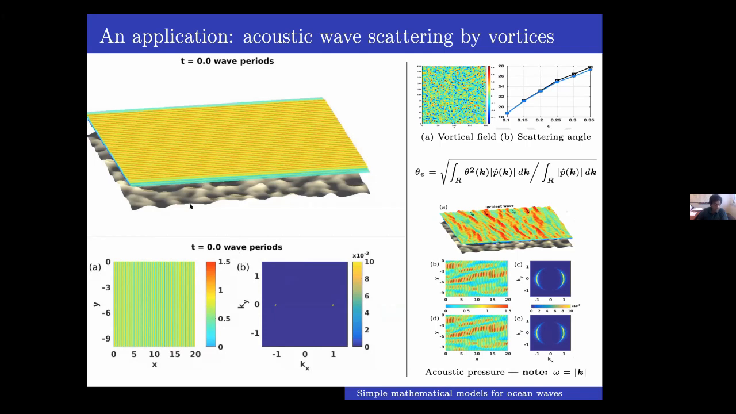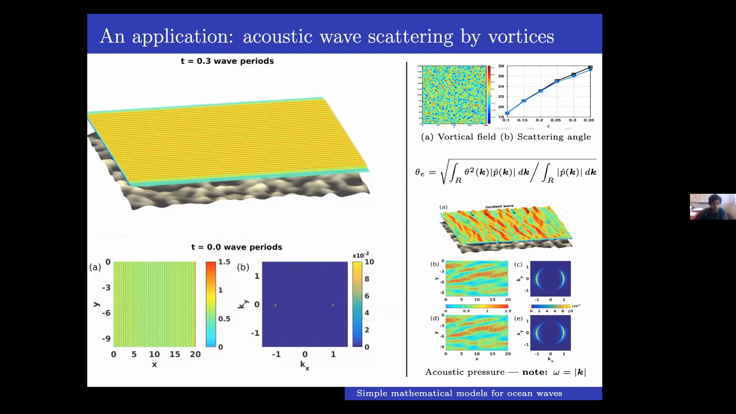Initially, I'm sending in a single wave, so it's a plane wave that looks like this. You can see the phase lines here, on top. It's a single wave, due to which you can see these dots in spectral space corresponding to kx = 1, ky = 0, and kx = -1, ky = 0. So this corresponds to cosine(kx - omega t) in physical space.